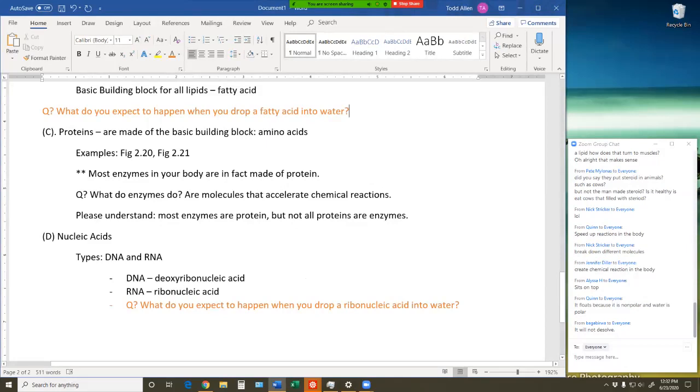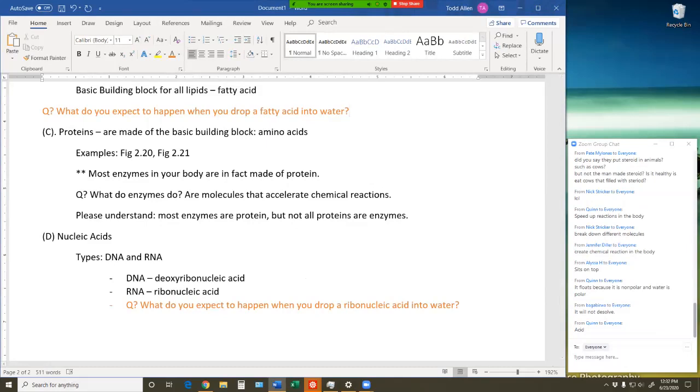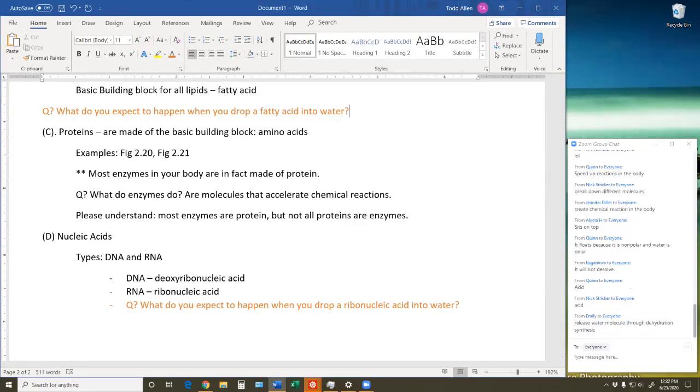Well, what do the phrases fatty acid and ribonucleic acid have in common? Acid. Okay. So now I ask you, okay, Emily, you say it will release water molecules through dehydration synthesis. Emily, you're closer than anybody else, but you're definitely not using the language correctly. Folks, from our conversation last time, what makes an acid an acid? If you drop a fatty acid or a ribonucleic acid into water, what do you expect to happen?